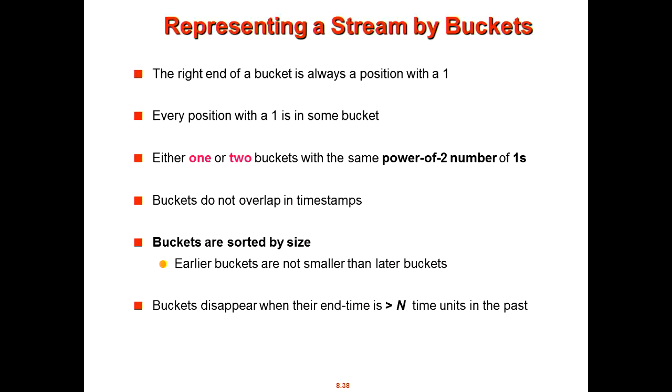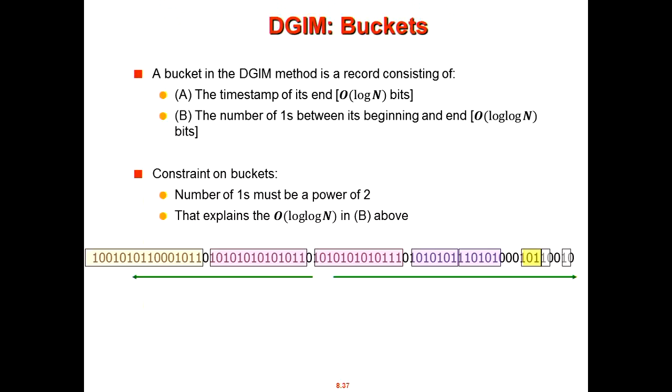And the buckets will not overlap in time steps. So all the buckets never overlap. And the buckets are sorted by size. The earlier buckets are not smaller than later buckets. So these are earlier buckets. Remember, this is past data, this is the new data. So this is the earlier buckets. The earlier buckets are always no smaller than the later buckets.